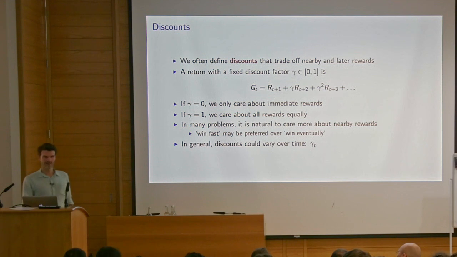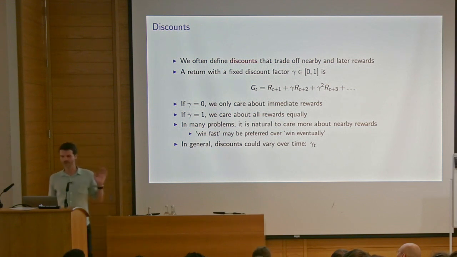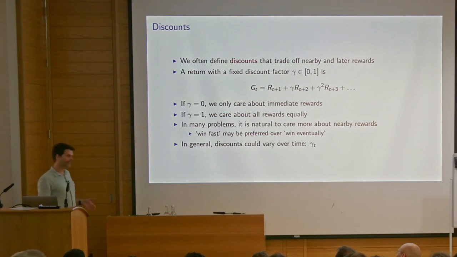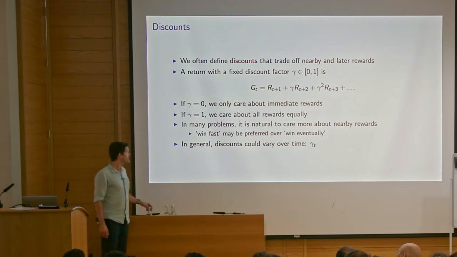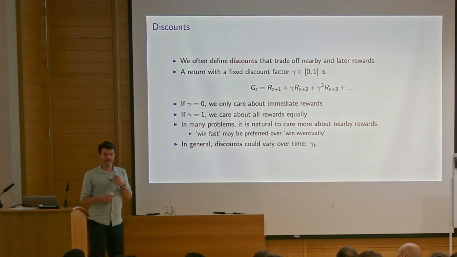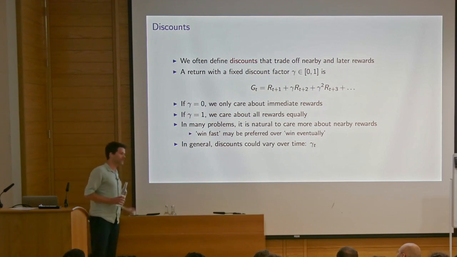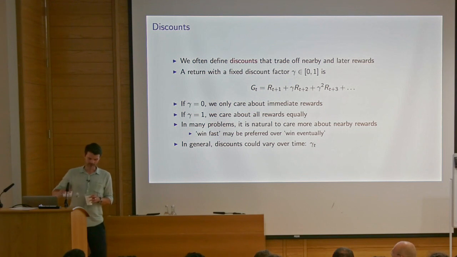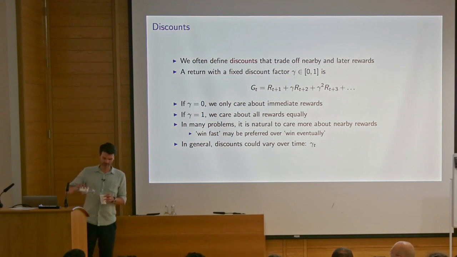OK. So I've already covered most of this slide. Let me just give a couple of examples. If your discount factor is 0, this means we only actually care about immediate rewards. This is actually quite a common setup. If there are also no states, if there's only one single state, alternatively, and we have a bunch of different actions, and we only care about the immediate reward, this is called a multi-armed bandit problem.